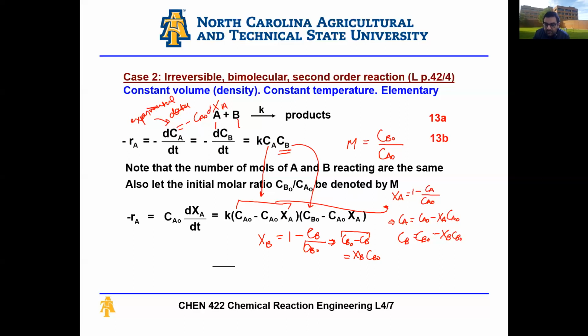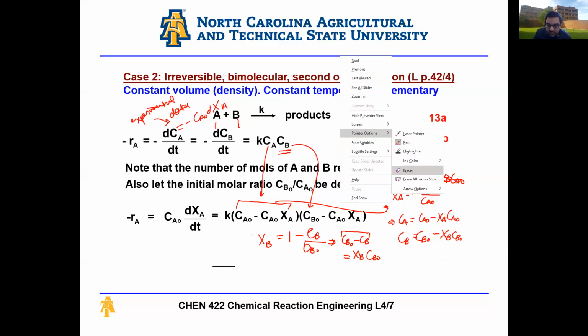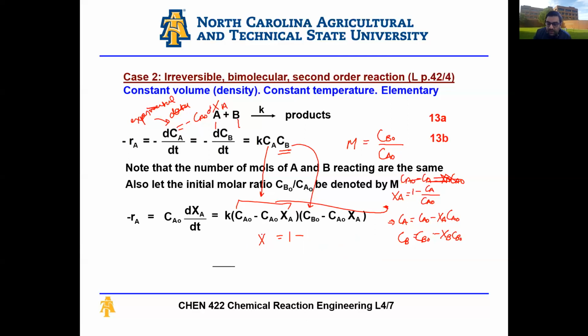If I rearrange the other expression, I'll also get CA naught minus CA equal to XA CA naught, and this is the number of moles of A reacted. Because it's a one-to-one reaction, the number of moles of A reacted is equal to the number of moles of B reacted, which means XA CA naught is equal to XB CB naught. And this is how I made this substitution. Work it out by hand, see if it makes sense. It should make sense. If you're still having a hard time seeing it, come to us.